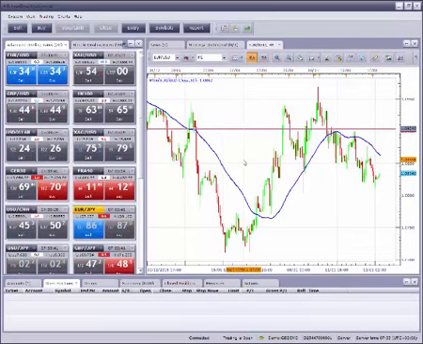I'm going to show you a few examples of strategies that you can use to trade with moving averages. Firstly, you can simply say, well, if the price closes below my moving average, then I'm going to sell, and if my price closes above my moving average, I'm going to buy.